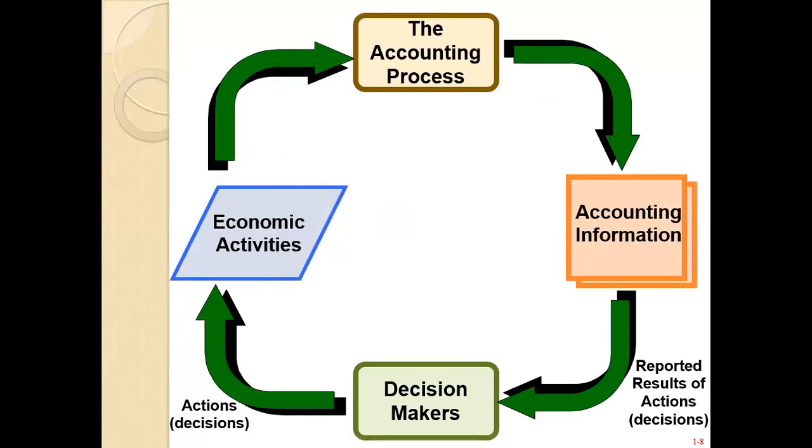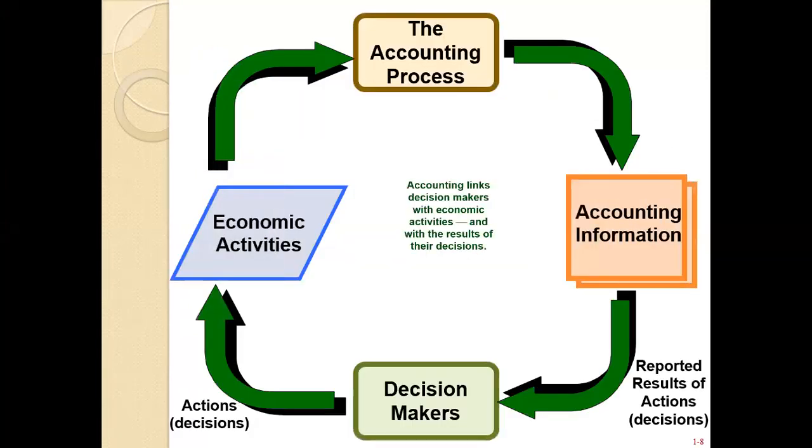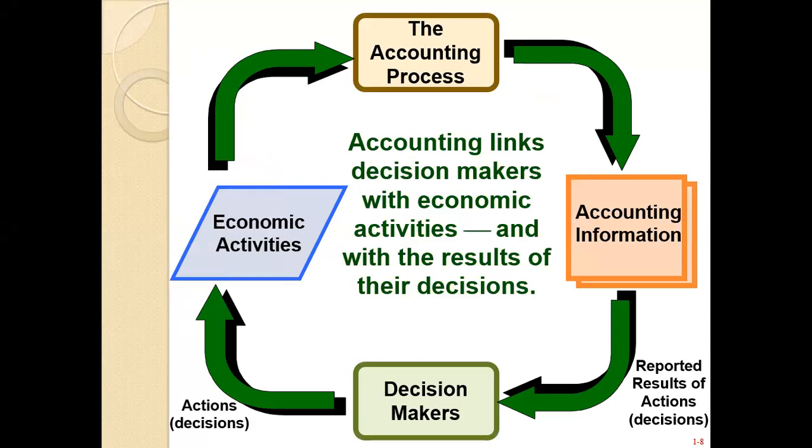Yes class, now some accounting information for decision makers. That's chapter number 1. Now we start. First thing, again: what is accounting? That's the language of a business that we can easily interpret. But why is it necessary for any economic activity? Maybe you are familiar with economic activity. Economic activity means business activity.